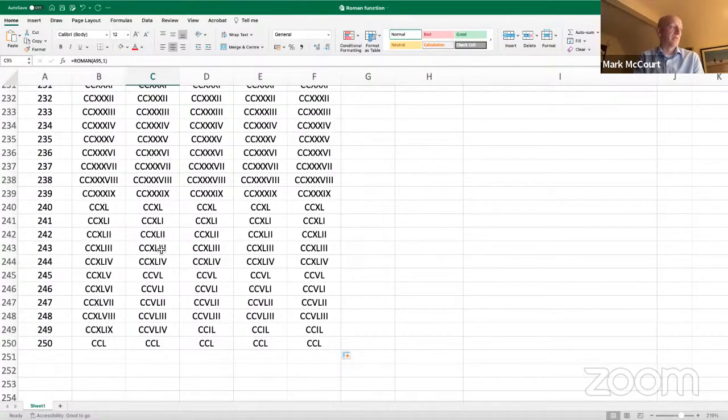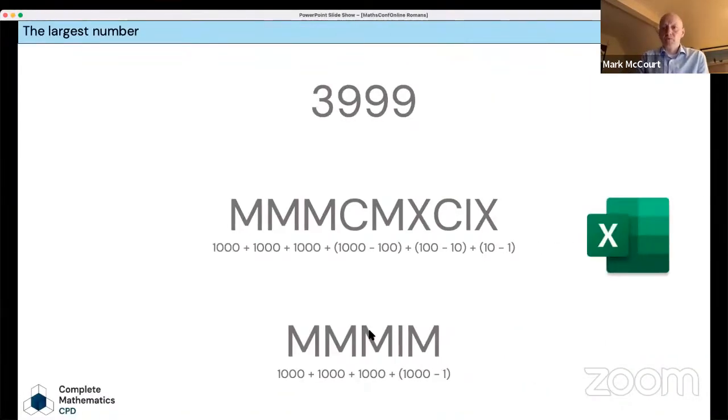They can be written in lots and lots of different ways. Look at 249 here, CCXLIX, but also CCIL, 200 plus 50 minus 1. That's a really important thing to get into. If we're going to spend time on our curriculum working with pupils on Roman numerals, we really should be going much further than just this standard form.